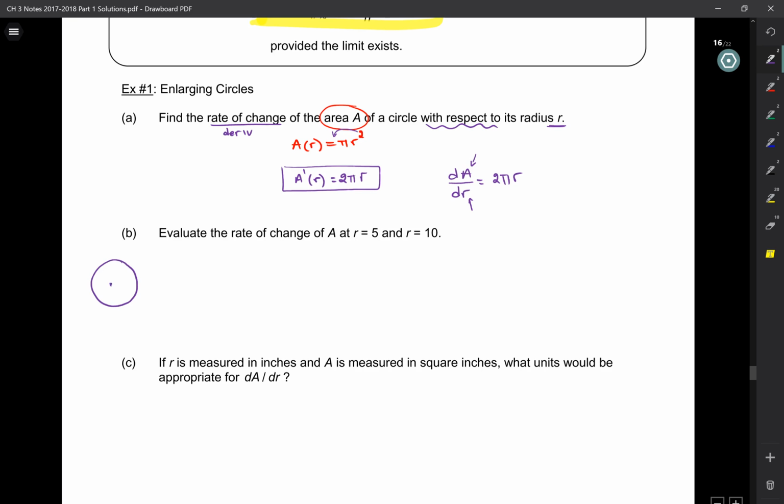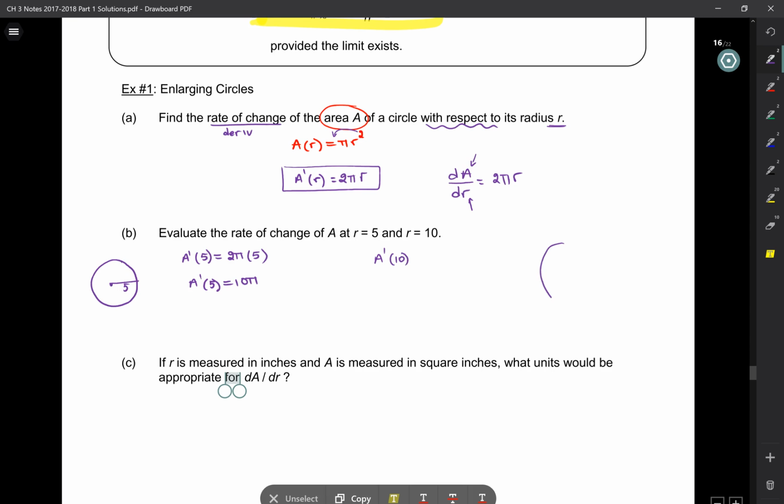So here is a circle, radius 5, okay, and you've got the area there which is expanding, right? The area is getting bigger, okay? So what's A prime of r? A prime of 5. It's 2 pi times 5. It's 10 pi. Okay? Now, let's take a look at A prime of 10.